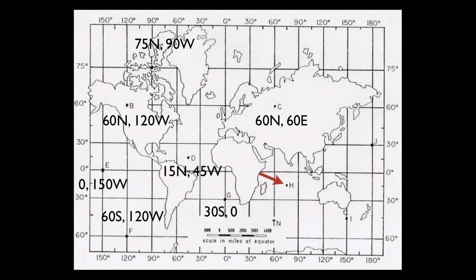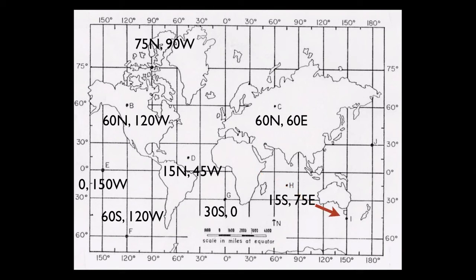Over to point H. Again, we're not exactly on any lines, but we're right in the middle of them. So we are between 0 degrees and 30 degrees south. So halfway between 0 and 30 is 15 degrees south. And we are halfway between 60 degrees east and 90 degrees east. So halfway between those would be 75 degrees. So we're looking at 15 degrees south, 75 degrees east.